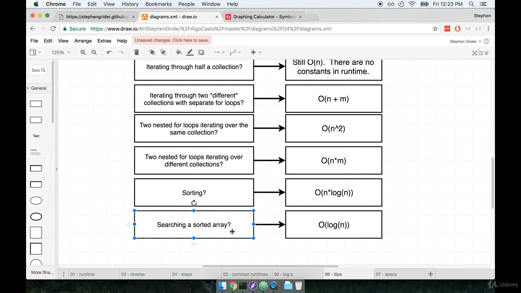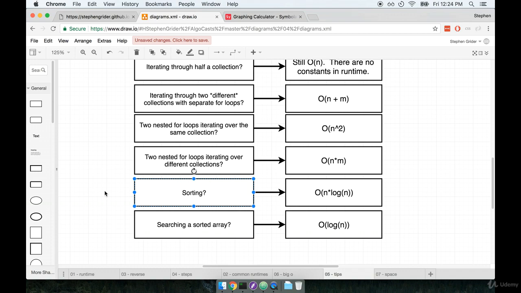Now the last two here are two that are great shortcuts to have, very close at hand. These are very, very commonly used. Anytime you ever see any requirement in a problem for sorting, any requirement whatsoever, you can essentially just immediately assume that it's probably going to be n log n runtime.